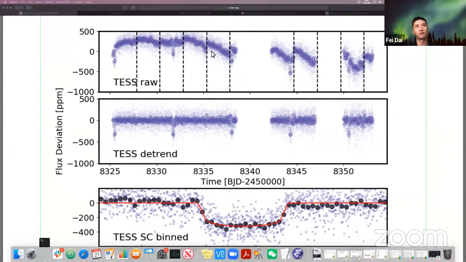This usually involves some sort of fitting. One prominent method is called spline fitting. I believe the second panel is after removing the spacecraft systematics. Now the variation is more or less only due to the transit of the planet, and you can actually visually see each transit event of the planet. These are the dips we see here.